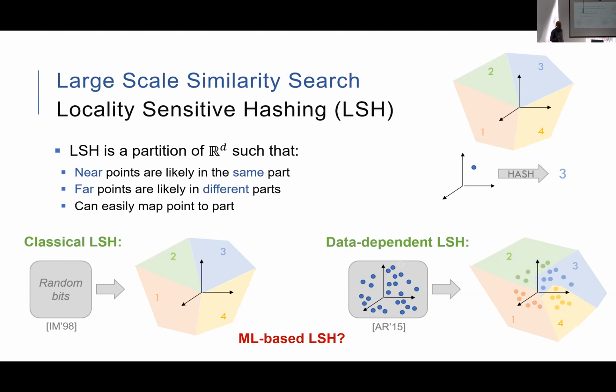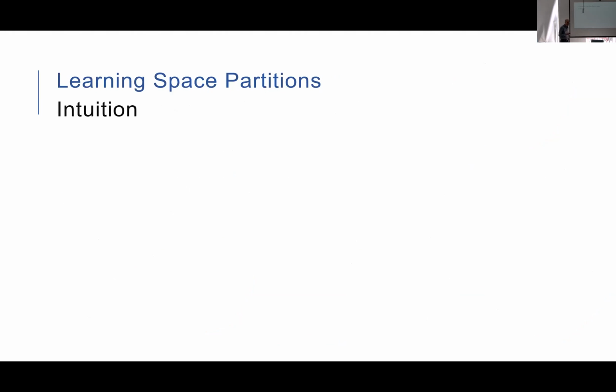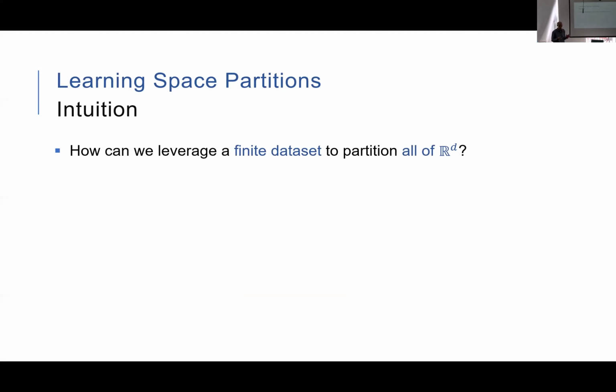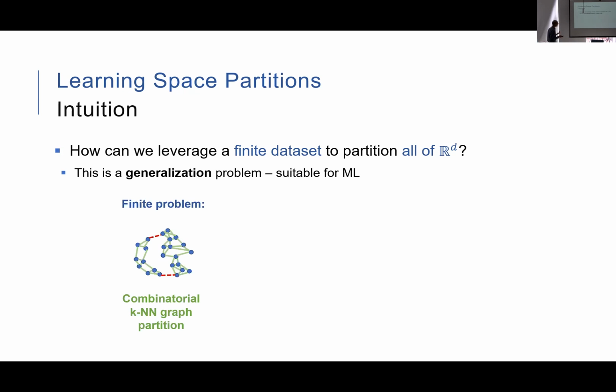And the answer is, again, as I said in the beginning, maybe we can use machine learning to do this even better. So why would machine learning even be relevant here? Why do we think it could possibly help? The intuition is the following. The problem we are trying to solve here is to take our finite data set of points and use it to construct a partition of the entire space, which is what LSH is. And this is exactly a generalization problem of the type that machine learning tends to be very good at solving: taking a finite data set and using it to say something meaningful about the entire space.